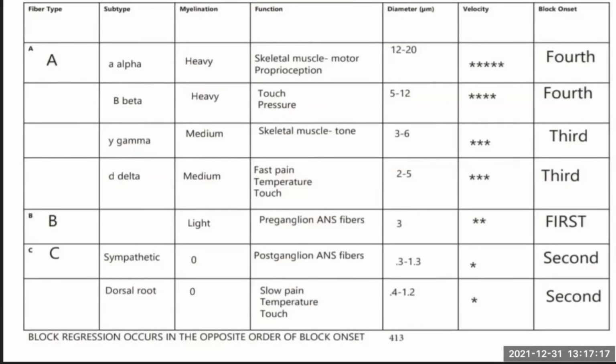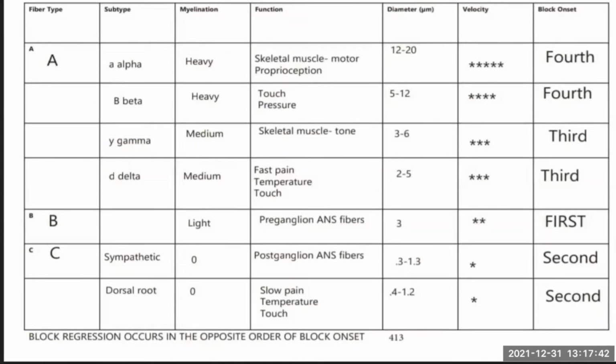So if you look at the first part, which is our A alpha, our A alpha are highly myelinated, and they innervate the skeletal muscles, mostly motor and proprioception. Proprioception exactly is like pressure control. Like if somebody asks you, can you feel your foot? You know exactly where you are, and all of those things. Those are the nerves that control your proprioception.